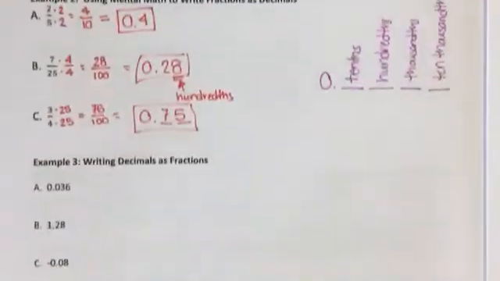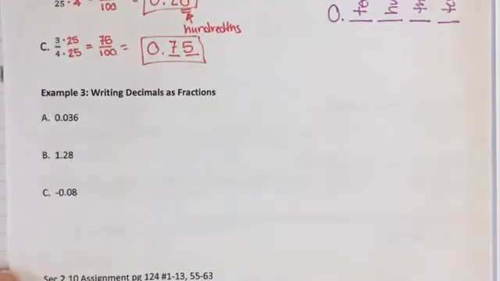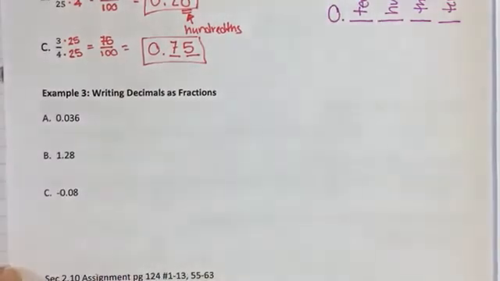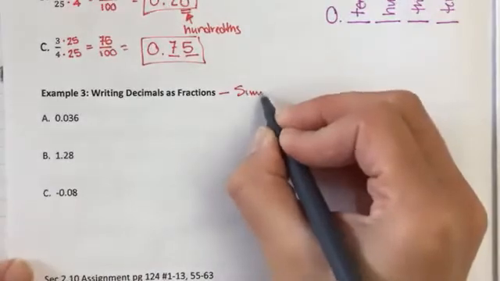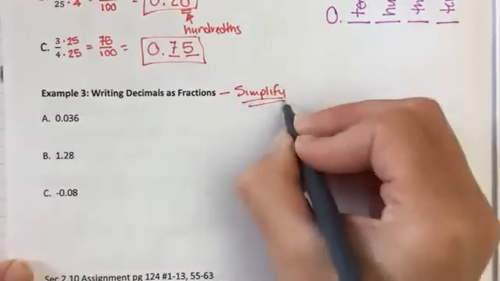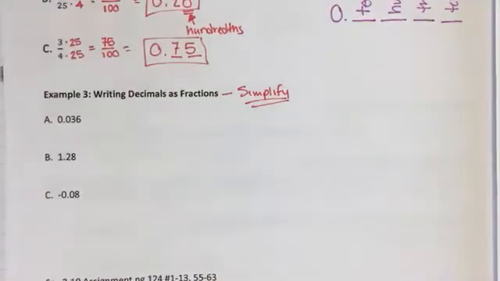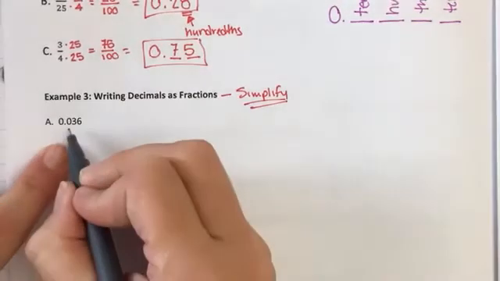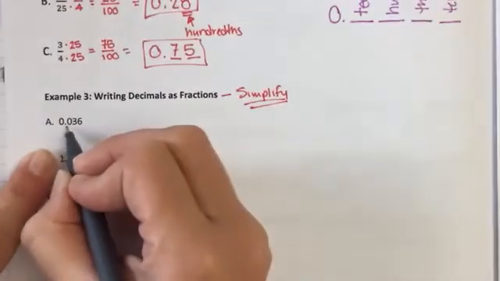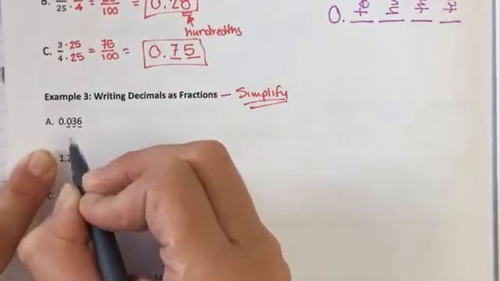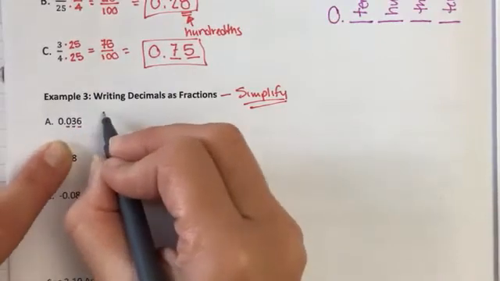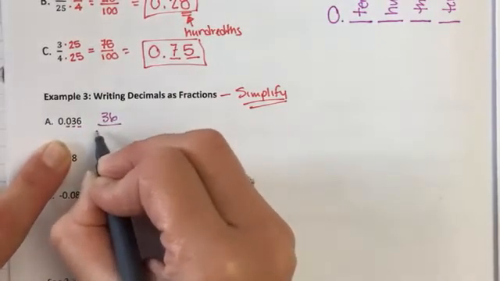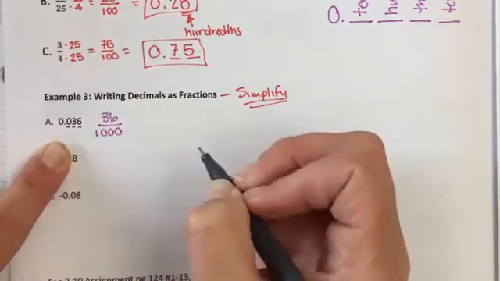Okay. The next type of problem is you are going to take decimals and you're going to write them as fractions. You have to make sure that you simplify these. Okay? So when I do this, I am going to figure out what place the last digit's in. So this is the tenths, hundredths, thousandths. You can reference this up here. So then you're going to write it, the number. So it's 36 over 1,000.